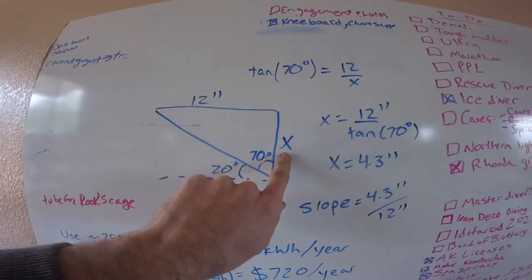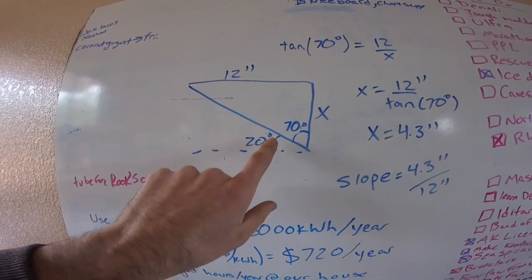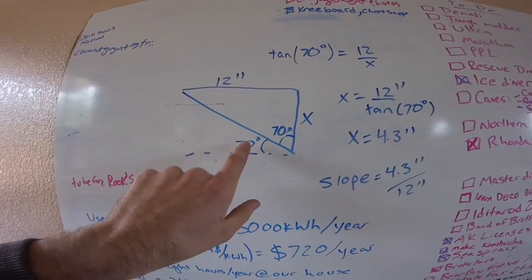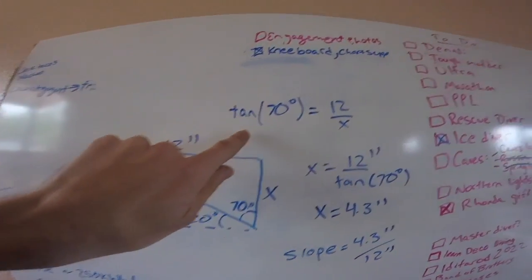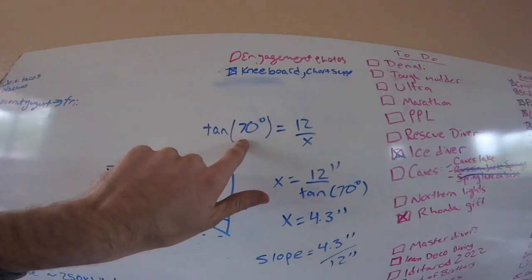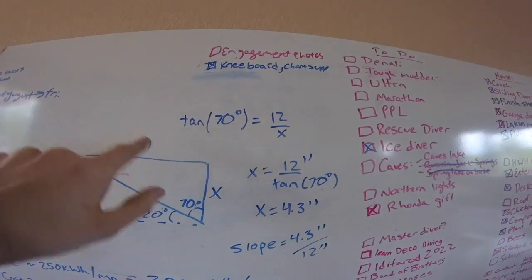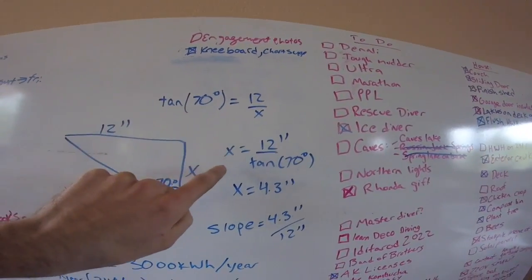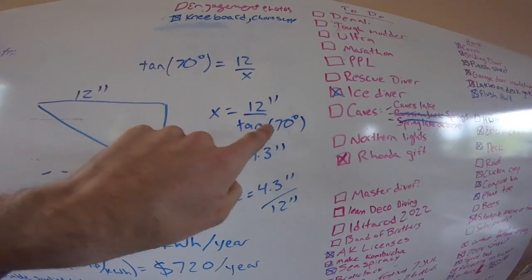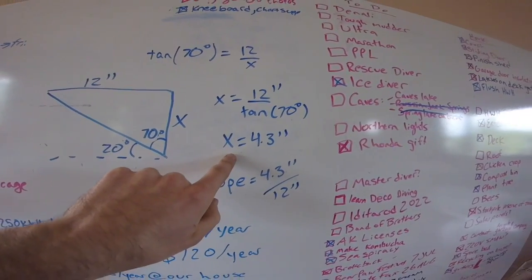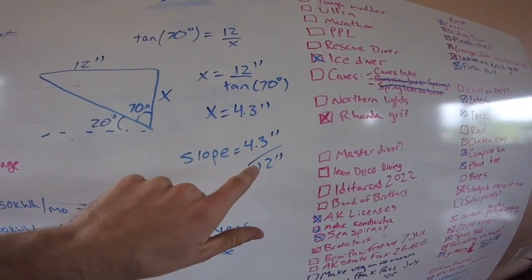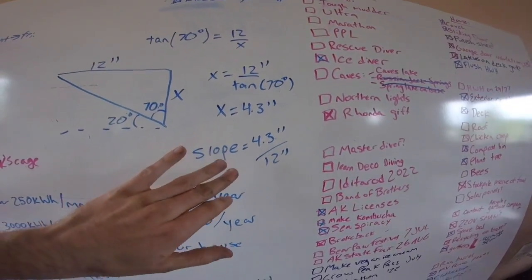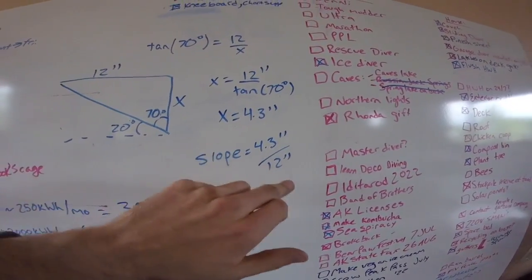So this would be the roof. So that angle the angle finder was picking up was really right here. So we subtract 20 from 90 to get 70 degrees. That would be the angle in here. And then we can set up our equation. Tangent of 70 degrees is going to be equal to opposite over adjacent, so 12 over x. Rearranging, x is going to be equal to 12 over tangent of 70, and here we get our x is 4.3 inches. So our slope is 4.3 inches divided by 12 inches. So we gain 4.3 inches in a 12-inch run.